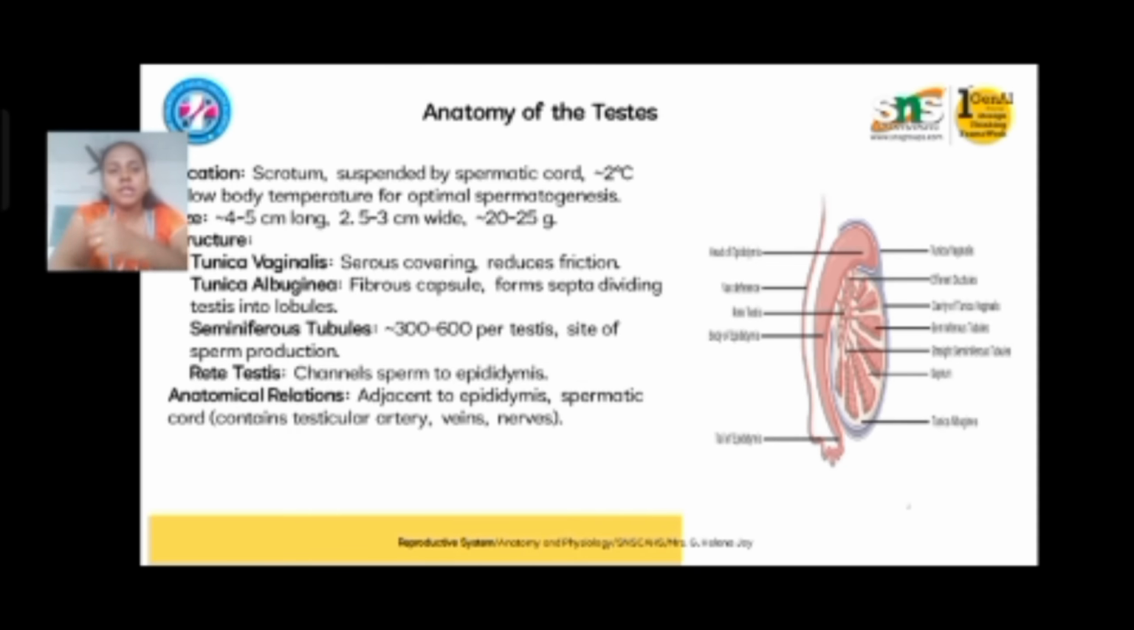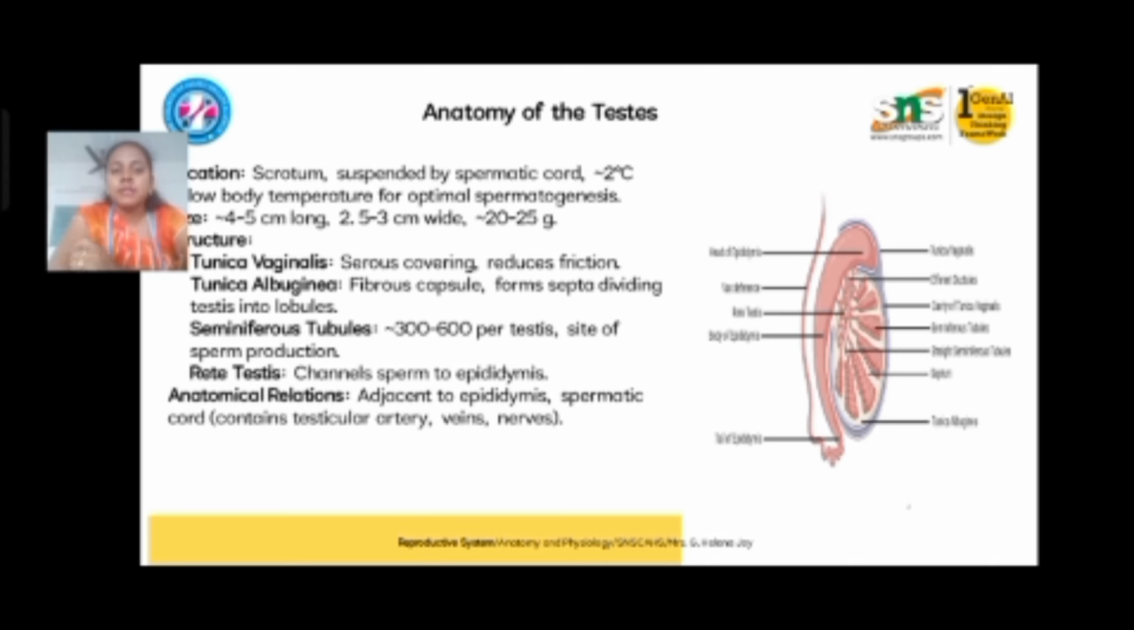Location: the testes are in the scrotum, suspended by the spermatic cord, which is optimal for spermatogenesis. The length is about 4 to 5 centimeters and the width 2.5 to 3 centimeters, and it weighs about 20 to 25 grams. The structure is divided into three parts: tunica vaginalis, tunica albuginea, and seminiferous tubules.